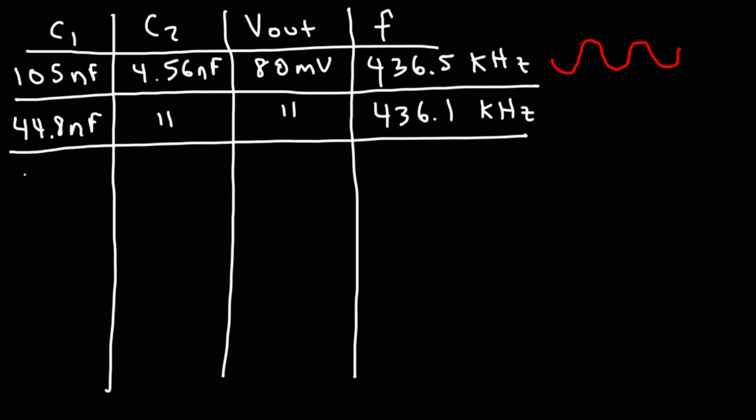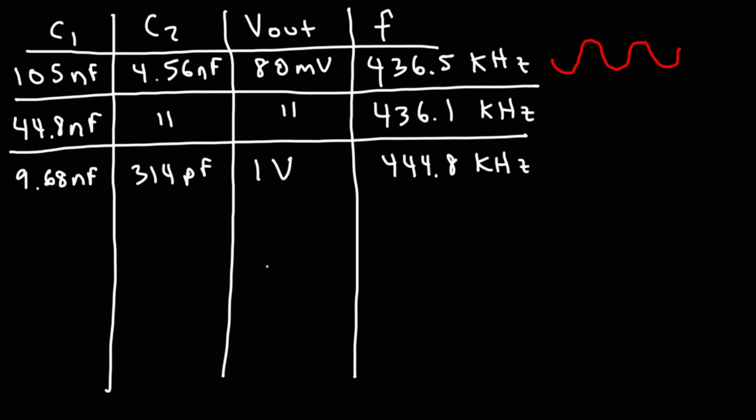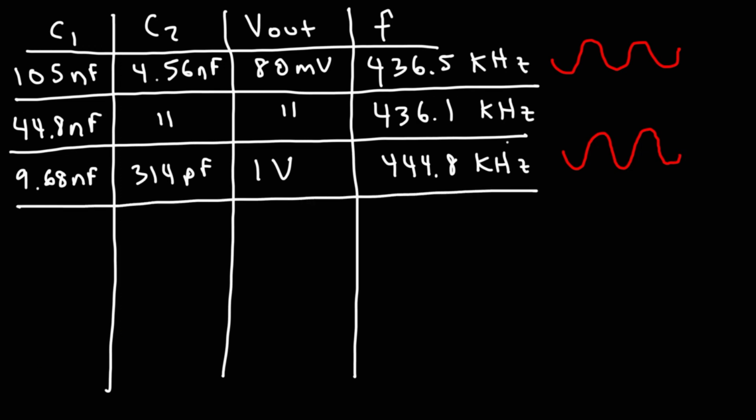Now making C1 9.68 nanofarads and changing C2 to 314 picofarads, the output voltage was higher, it's 1 volt, and I got a higher frequency of 444.8 kilohertz. At this point, it wasn't a perfect sine wave. The peak of the wave was a little bit wider than the bottom part of the wave. But you can see the frequency change a little bit, but not too much.